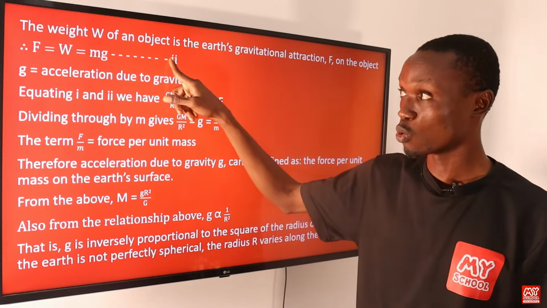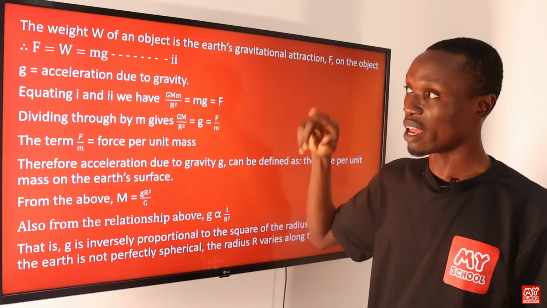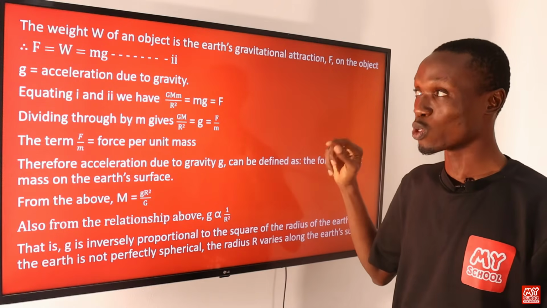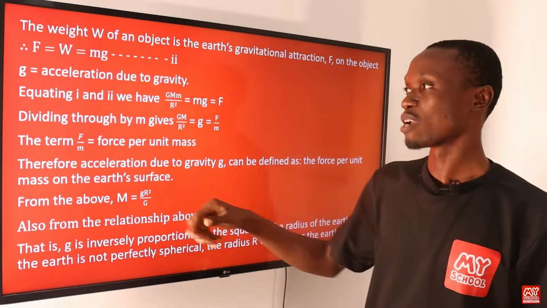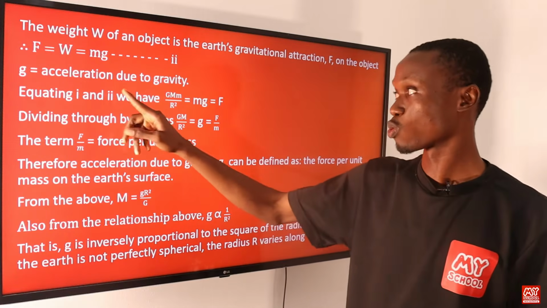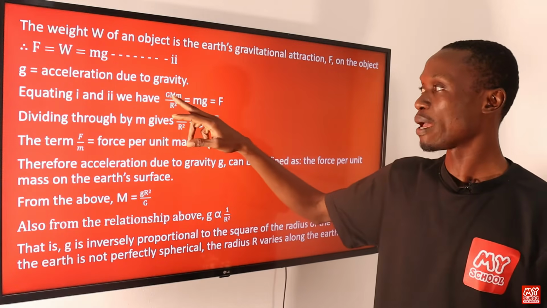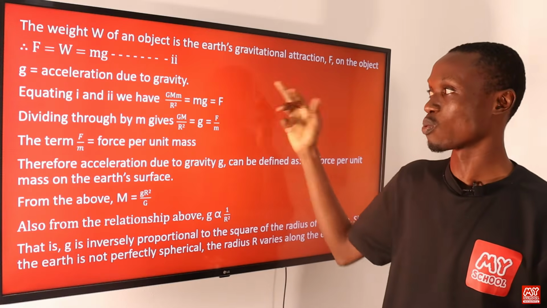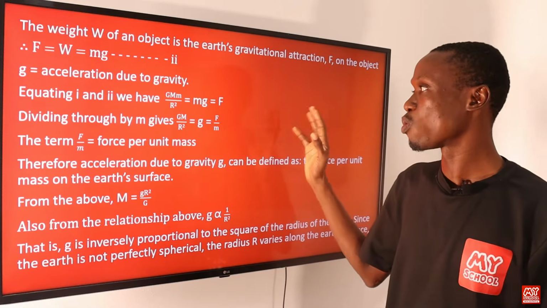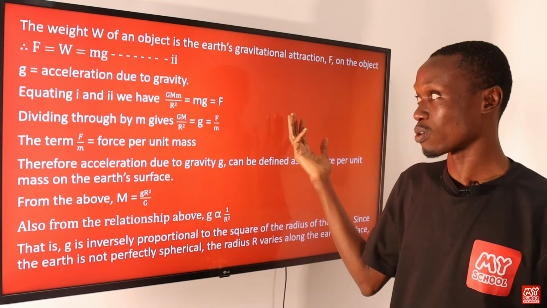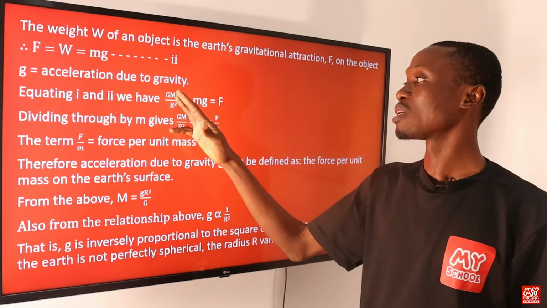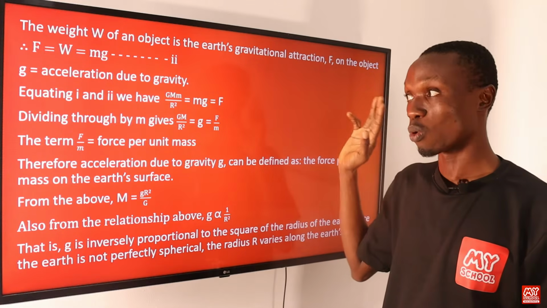We call this equation 2, while the previous equation, which is F equals capital G, capital M, small m all over R squared, we called equation 1. So equating equation 1 and equation 2, we have GM all over R squared equals mg equals F. Basically, we only need these two formulas, because since they are equal to each other and also equal to F, any two of them can be equal to one another.